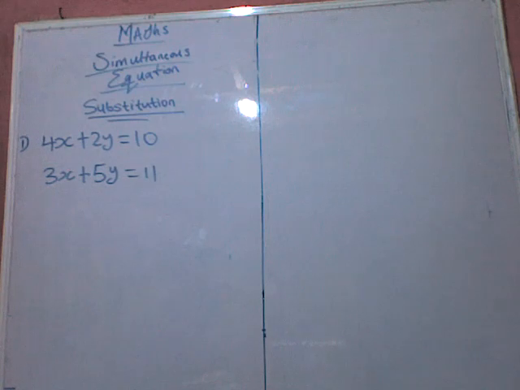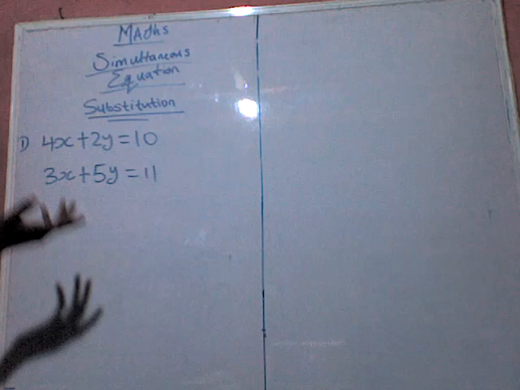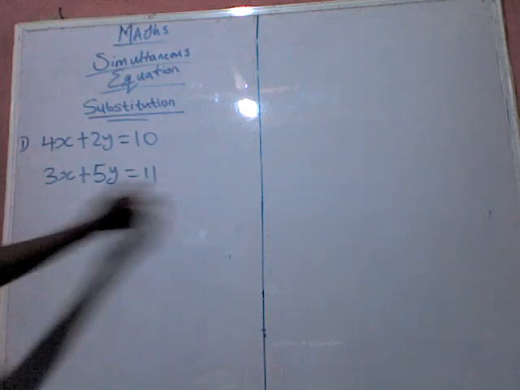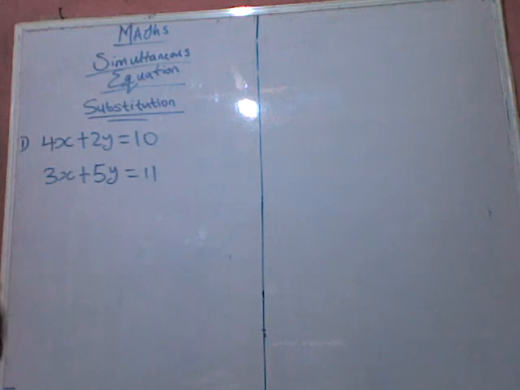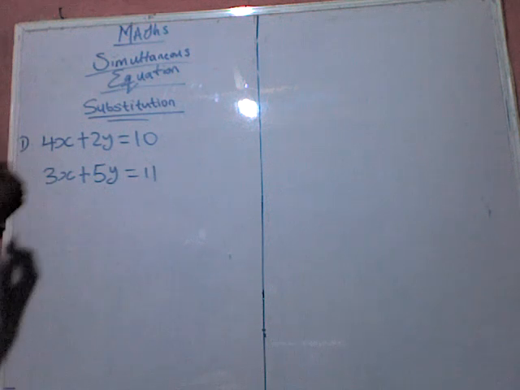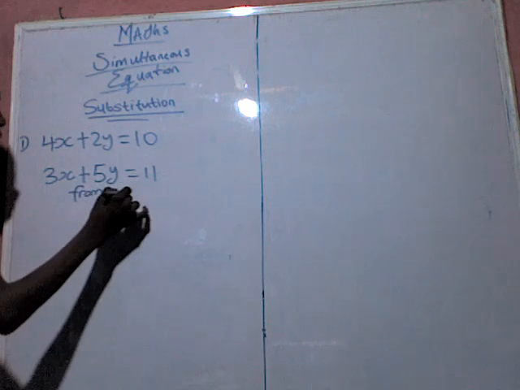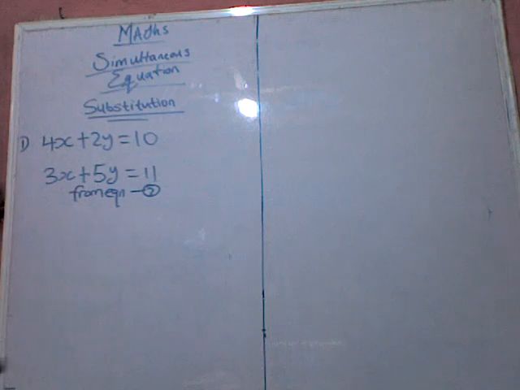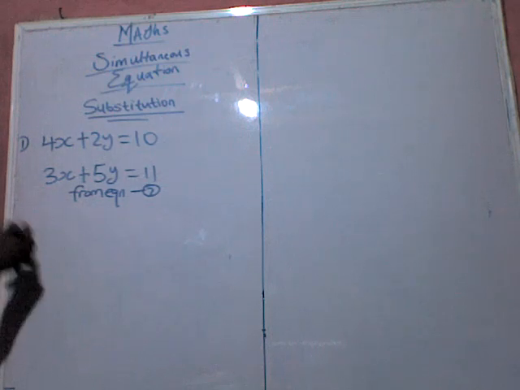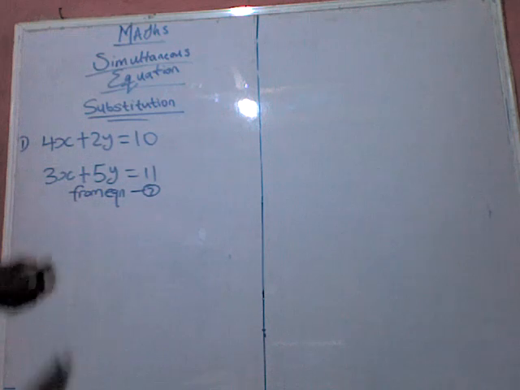So for the substitution method, the first thing that we have to do is to make one of our letters the subject of the formula. So we have to pick one of these equations. You can decide to pick equation 1, you can decide to pick equation 2, but let's pick equation 2, for example. So we have from equation 2, we are making x the subject of the formula. You can decide to make y or x. So I'm making x the subject of the formula.